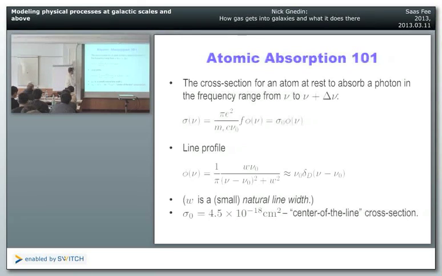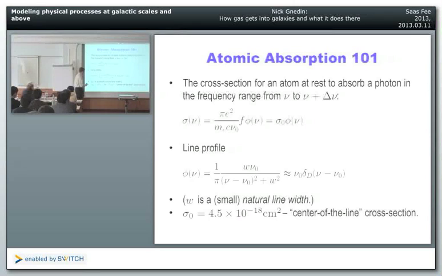So you can write this cross-section as a function of frequency as some constant value, sigma naught, which will be different for different atoms in different levels. So it's absorption for a given level. And then some function of frequency, which in most general case has this form. And this W is a small atomic constant called the natural line width. So it's the width of the line that atoms will have if they have zero temperature and don't move at all. They will still have some width of the line.